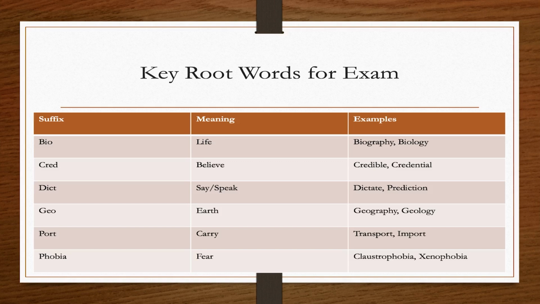Claustrophobia is the word, xenophobia is the word. There are many other words that you can think of. Again, a small exercise for you: you can pause this video here and think of some of the other words that I've given you the root of. For example, bio, it's biography and biology. Can you think of some other words from bio, from cred, dict, geo, port, and phobia? I'm sure if you think, you can think of many words.